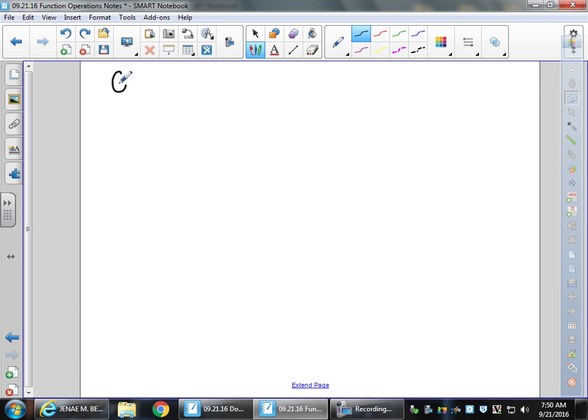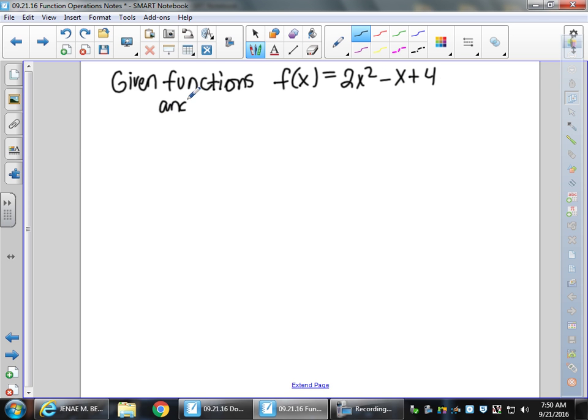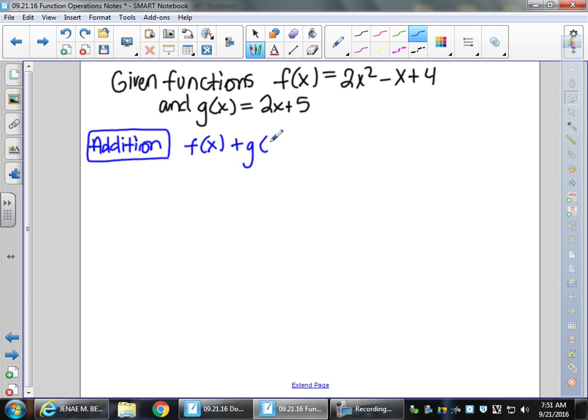So given functions, f of x equals 2x squared minus x plus 4, and g of x equals 2x plus 5. Given functions, f of x equals 2x squared minus x plus 4, and g of x equals 2x plus 5. What am I going to write for my addition?